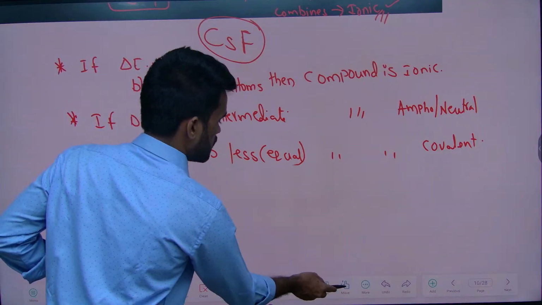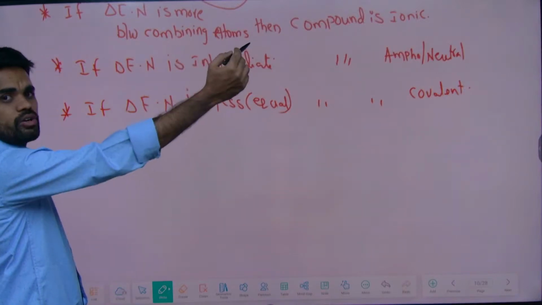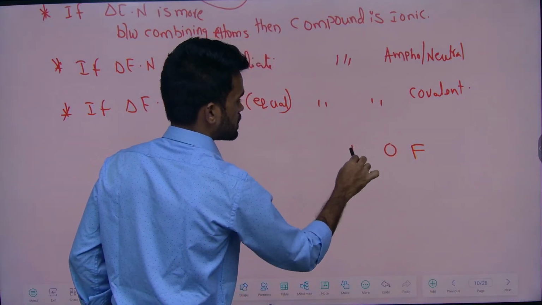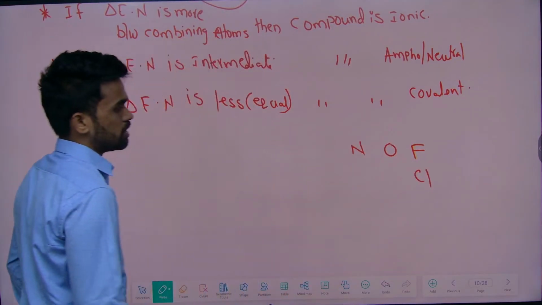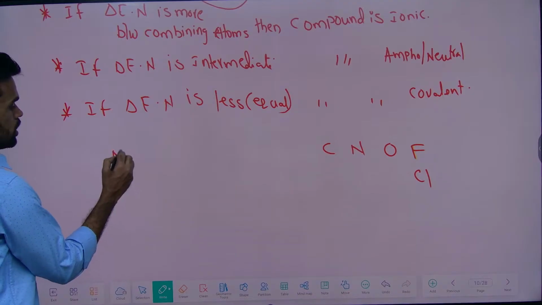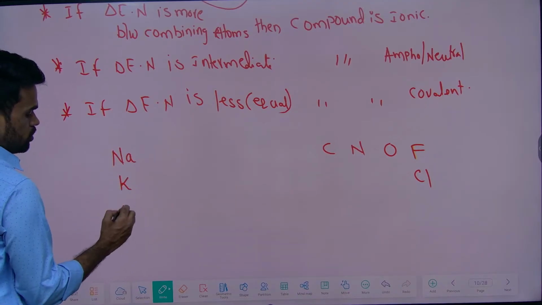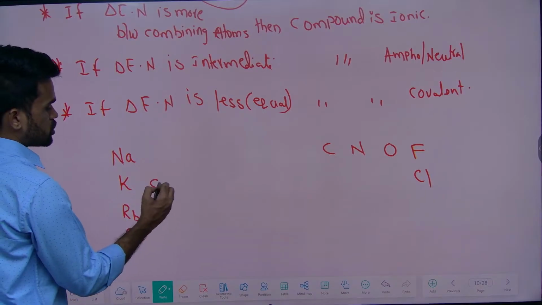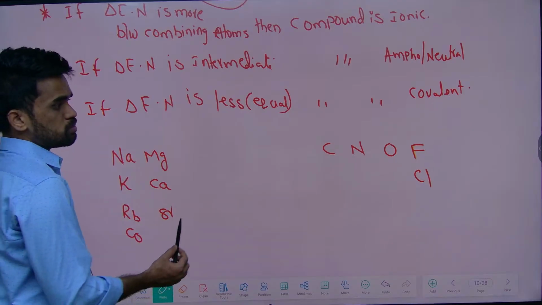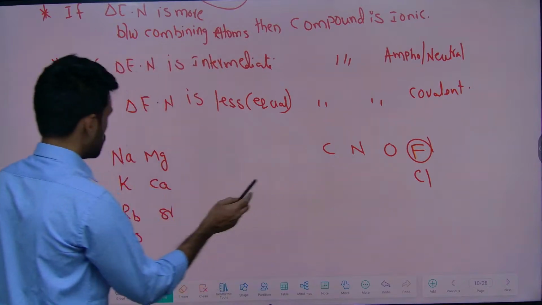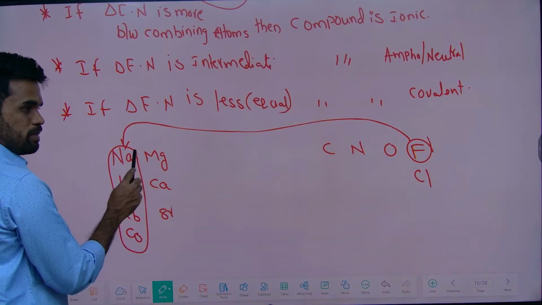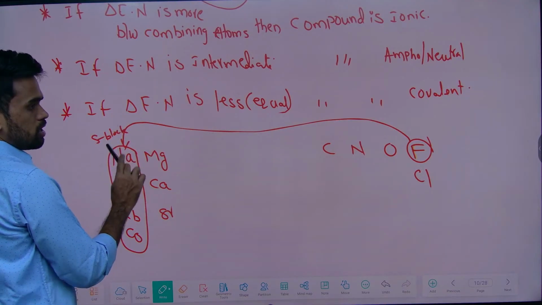Okay, see what I am writing here. Which is the most electronegative element we have seen? Fluorine. The next oxygen, the next nitrogen, here chlorine. Like this we have seen. Electropositive elements here we have seen, like this side sodium, potassium, rubidium, cesium, here calcium, magnesium. All these elements we have seen. Now remember, which is the most electronegative element here? Fluorine. So when fluorine is combining with any of these elements, these are electropositive, alkali metals, S block elements, so the compound will be ionic.